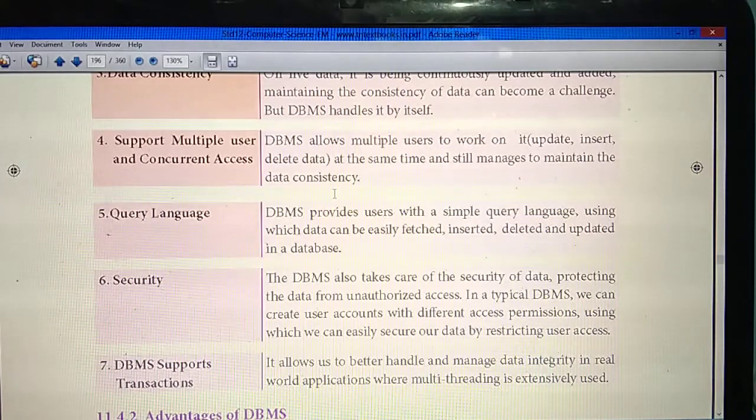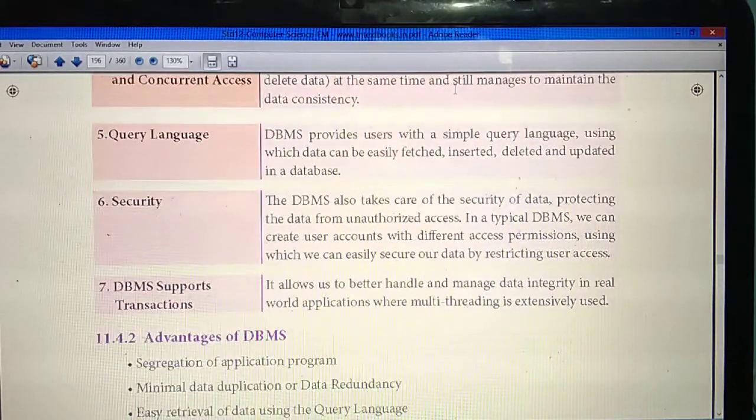So they can easily insert any details. If you are paying the fees, they will insert the fee details. They can update, insert the detail, and delete also. For example, if a particular student is leaving after the exam, you can delete the student's details from the database. If a new student is joining your class, at that time you can insert the student details. Then the fifth one is query language.